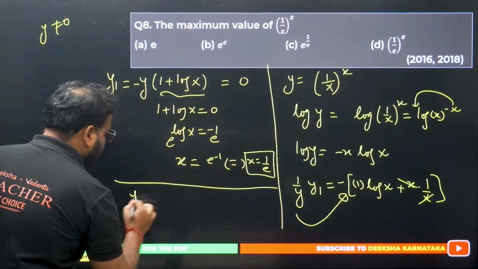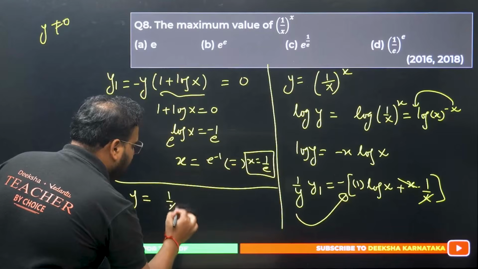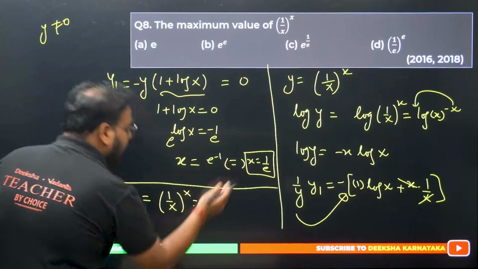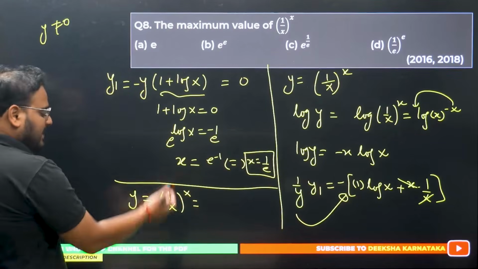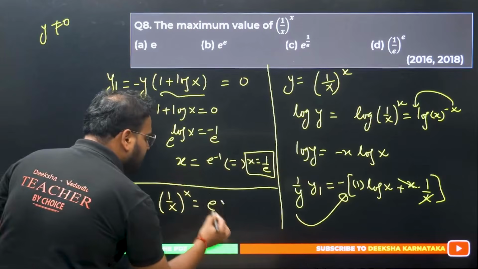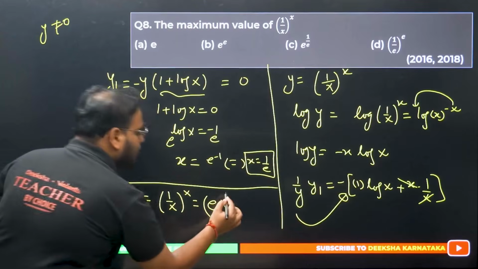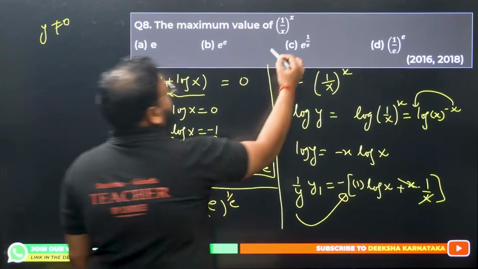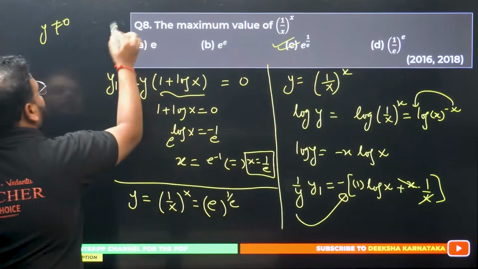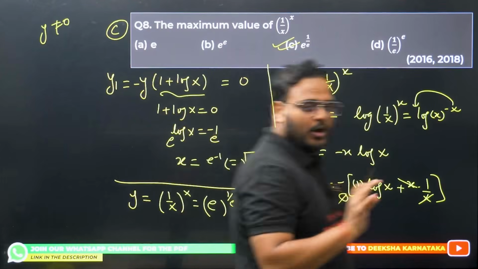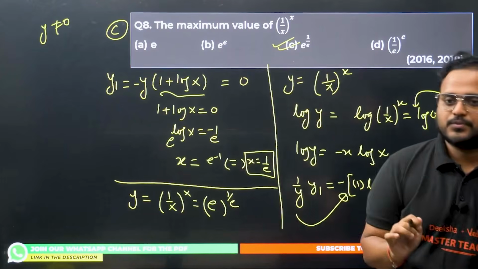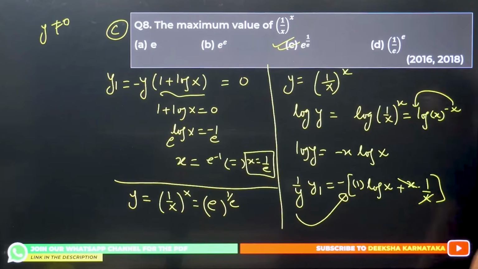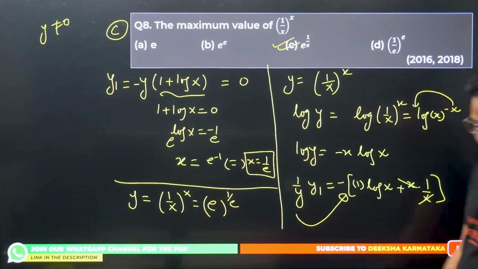So what is the function given to you? Y equal to 1 by x power x. X is 1 by e. So 1 by x will become simply e. And what is the x value? 1 by e. So your answer is e power 1 by e. Please cross check. It's a good question. Not difficult, of course, but it's a good question. Please have a look. Clear all of this to all of you.